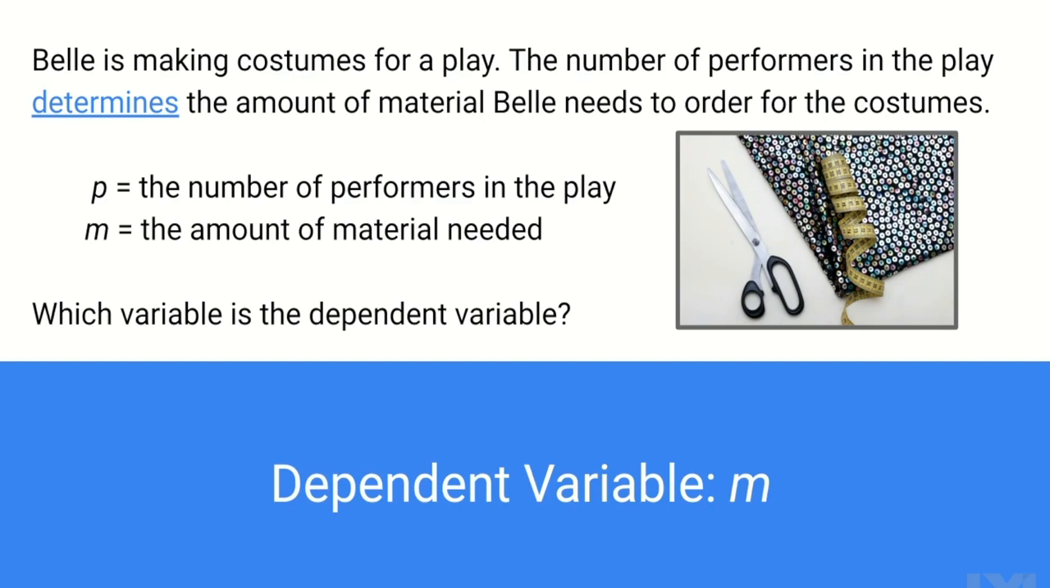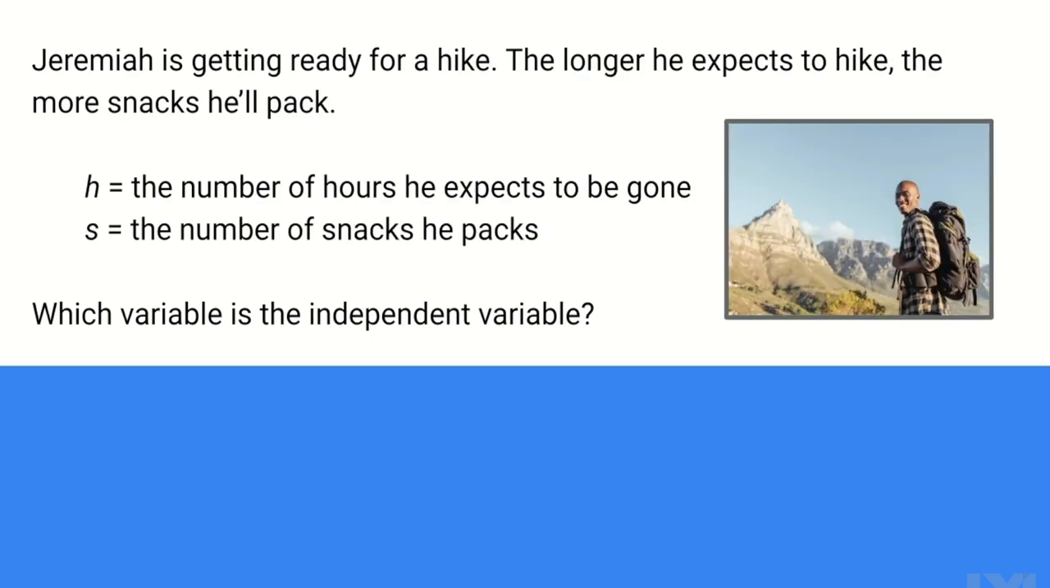Let's look at one last example now. Jeremiah is getting ready for a hike. The longer he expects to hike, the more snacks he'll pack. H equals the number of hours Jeremiah expects to be gone. S equals the number of snacks Jeremiah packs. Which variable is the independent variable?